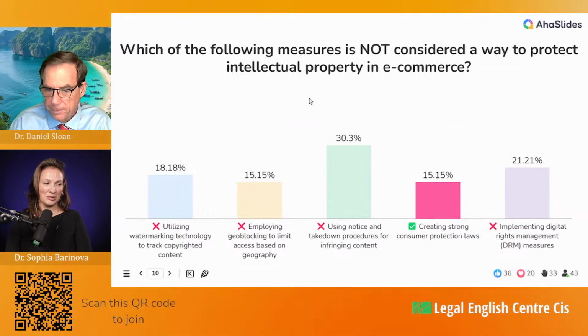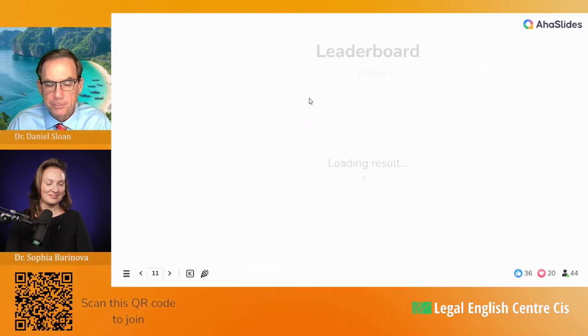I think a lot of people would automatically think that strong consumer protection laws are a necessity anyway, so they would automatically jump to this conclusion. But the others are clearly using watermarking technology, geo-blocking, takedown notices, and implementing digital rights management are very clear.